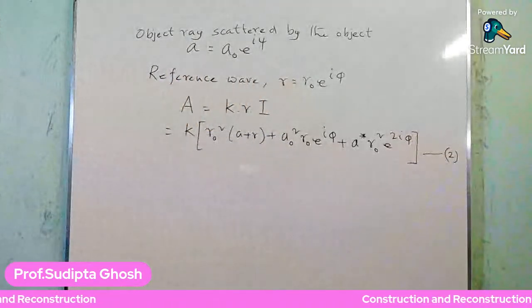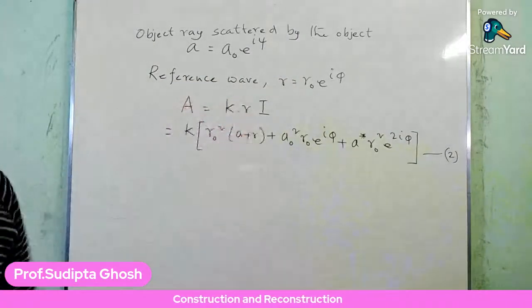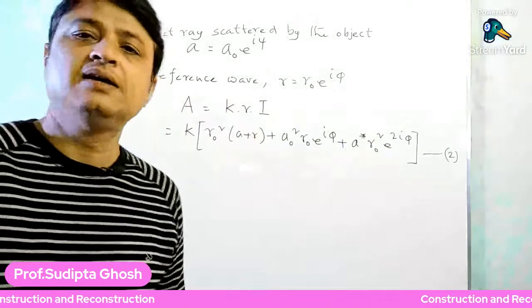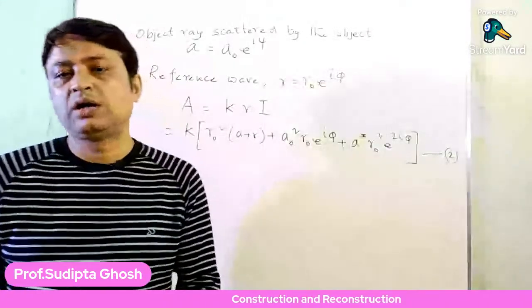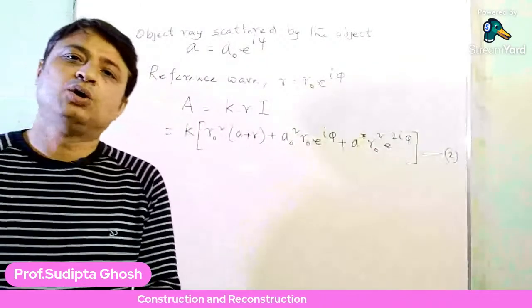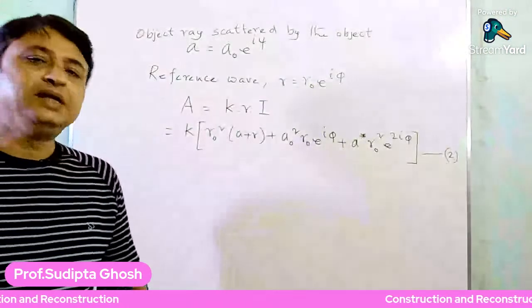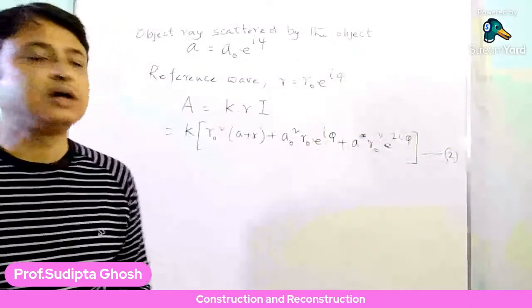So now I am making the product of small r into the intensity, because I have taken capital I, as now I am illuminating the hologram, and in the hologram the entire recording process is done. That means equation number 1 is embedded in the hologram.